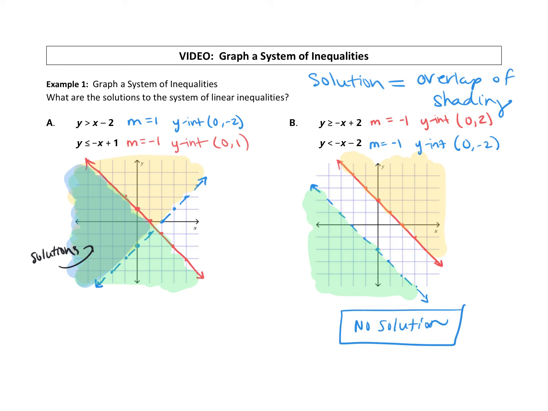Any ordered pair that would work for the blue line, if I plugged it into the red line, would not be a true statement. Any ordered pair from the shaded region of the red line, if I plug it into the blue line, would not be a true statement. So there's no overlap in shading, so there is no solution.